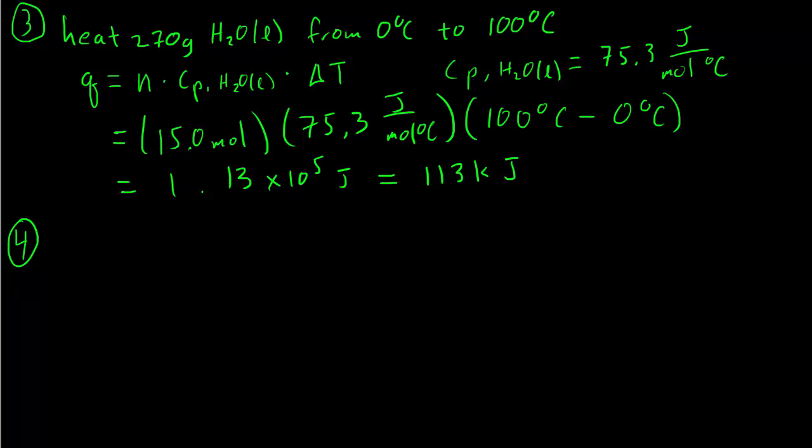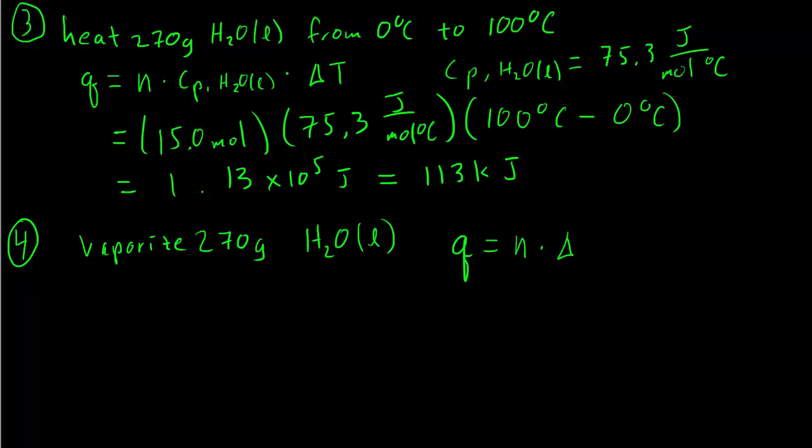So what's going on in step 4? Step 4, we're vaporizing 270 grams of liquid water. So we need a formula for that, and just like before, that's going to be Q equals the number of moles times the molar enthalpy, and this time our process is vaporization, so we need delta H vap here. So we need to look up a value for delta H vap, and that's in your textbook. Again, it'll be this number for water, but it's a different number for different substances because it'll take more or less heat to vaporize different substances. So for water, it turns out to be 40.67 kilojoules per mole.